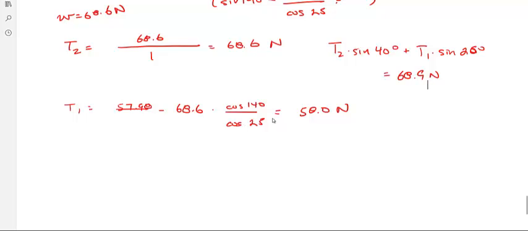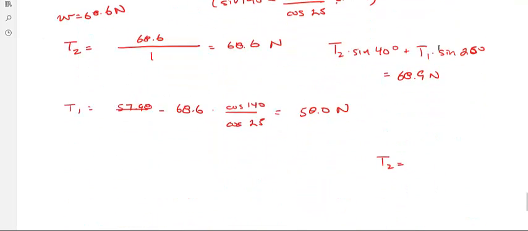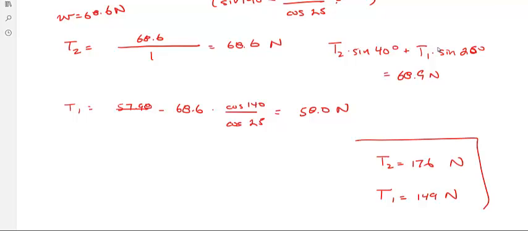And so now that I know that, for the second one, T2 is going to be equal to just W, which was 176 newtons. And then T1 is equal to 176 times the cosine of 140 divided by the cosine of 25. So I get 149 newtons. So that's the second case, and this is the first case.